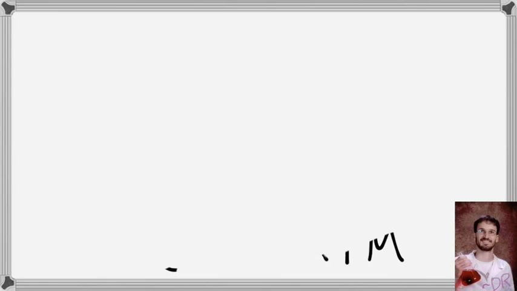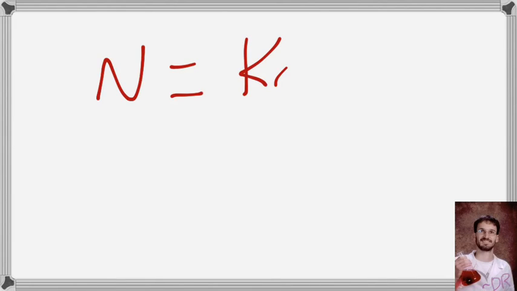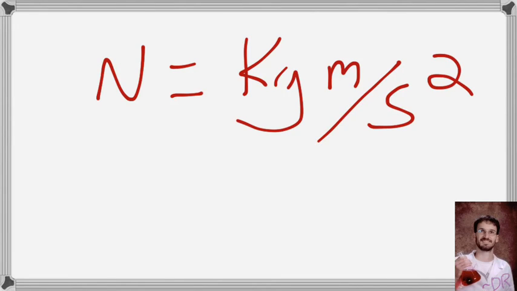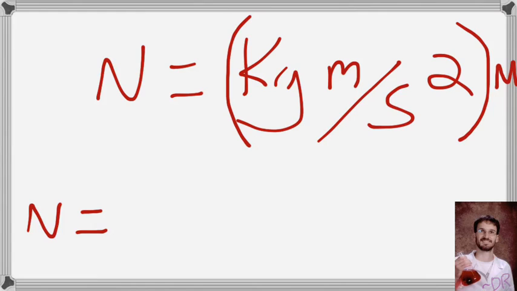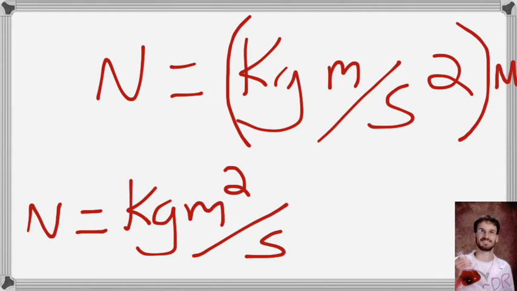So what's a Newton? This is where all these units start to come together. Remember, a Newton is equal to a kilogram meter per second squared. If we have a Newton meter, that means we can multiply all of this by meter. So that means a joule is also equal to a kilogram meter squared per second squared.